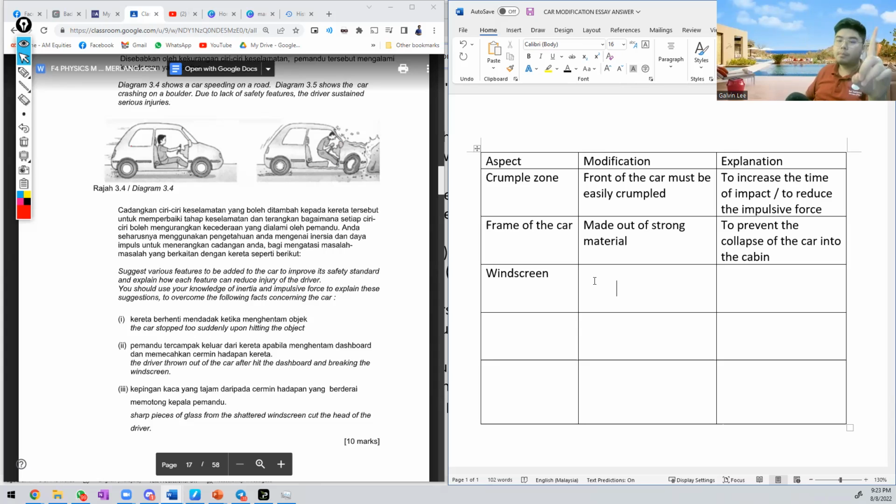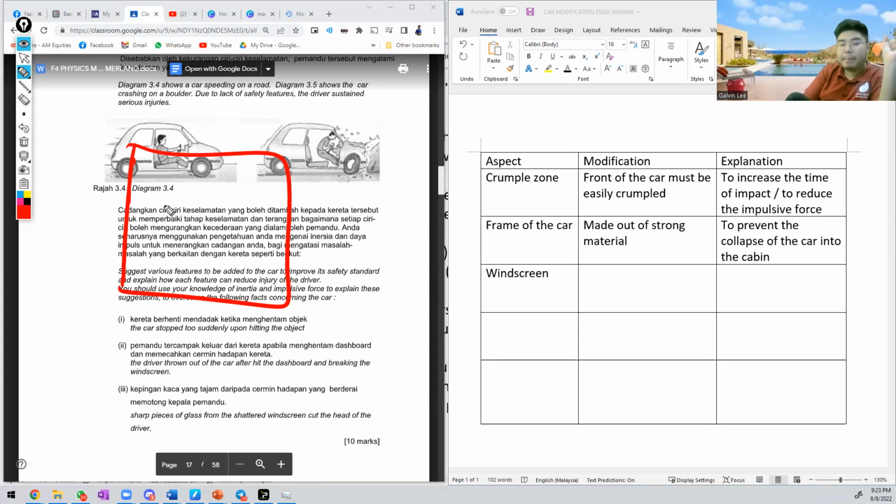That's number 1. Number 2, when it breaks, we do not want it to break into sharp pieces. Sharp pieces tu maksud apa? Means that a piece of glass, when it breaks, it will break with sharp edges.